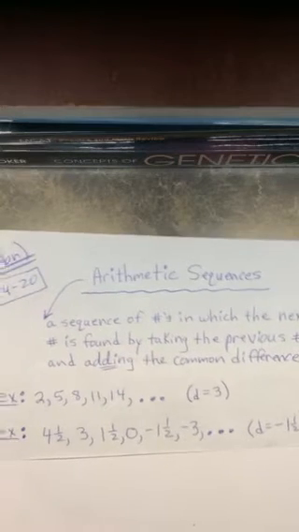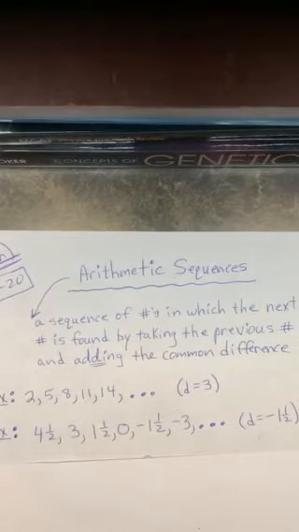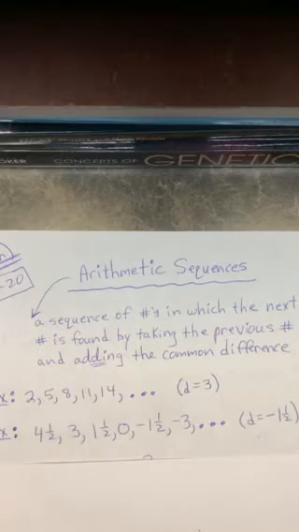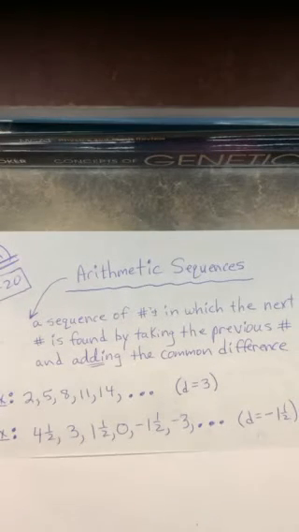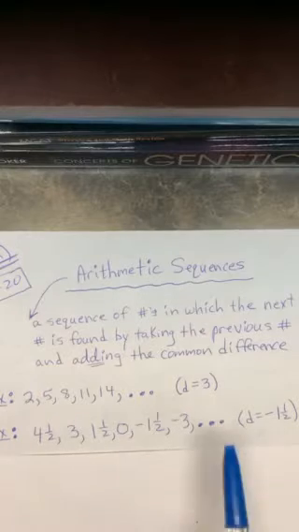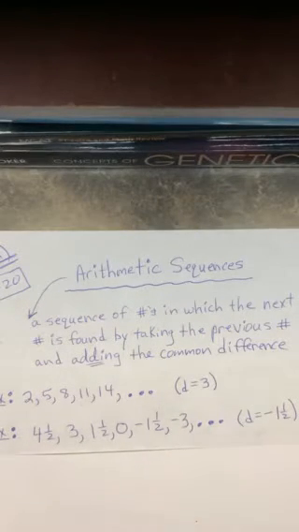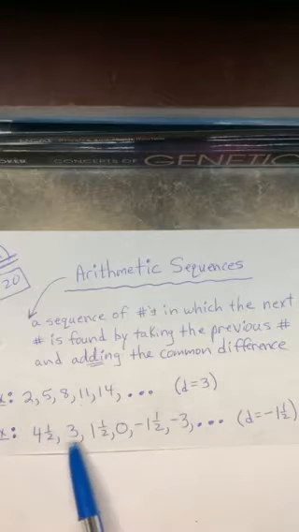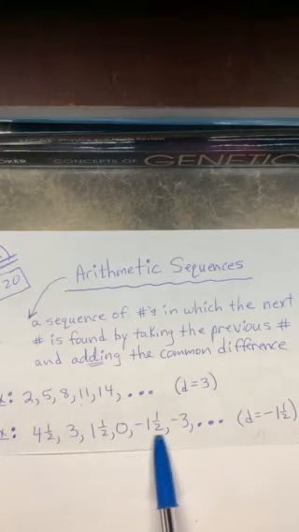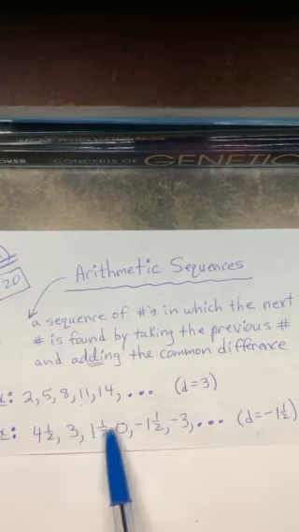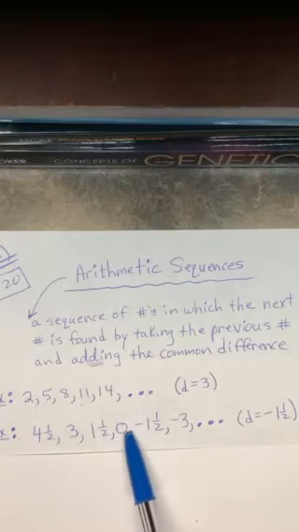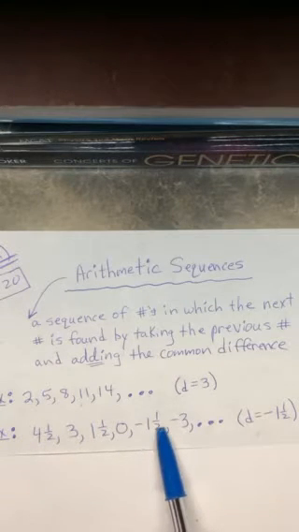Write 4.5, 3, 1.5, 0, -1.5, -3, ... So again, it's an infinite sequence. I could go forever following that pattern. Notice it's in descending order, correct? The numbers are getting smaller and smaller and eventually turn into negative numbers.